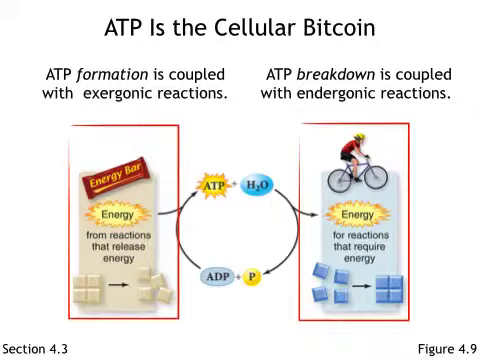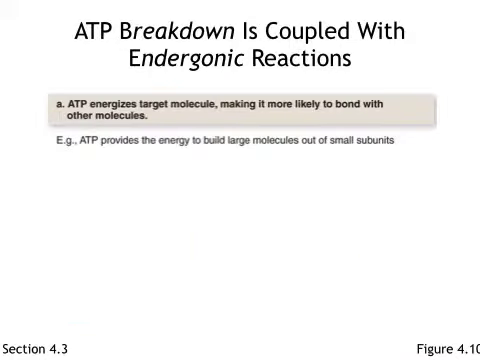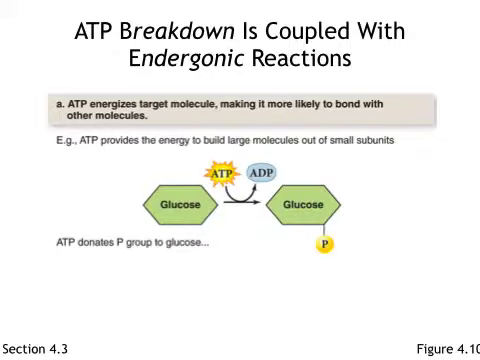Let's look at how ATP can be used. ATP breakdown is coupled with exergonic reactions. So a very simple example is when ATP energizes a target molecule, making it likely to bond with other molecules. For example, ATP is a molecule that provides the energy to bring together glucose monomers, right?